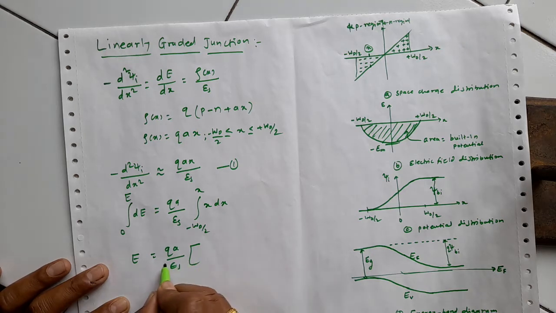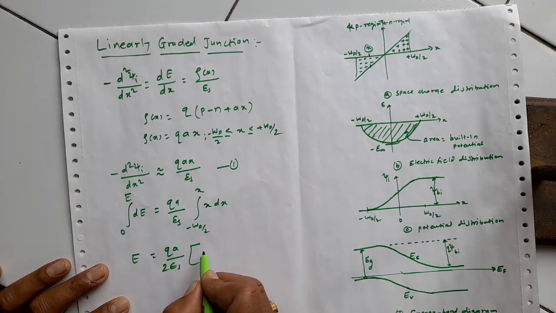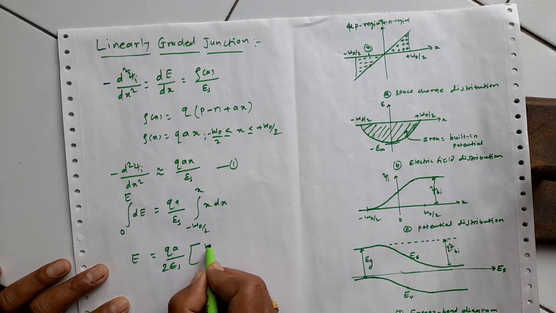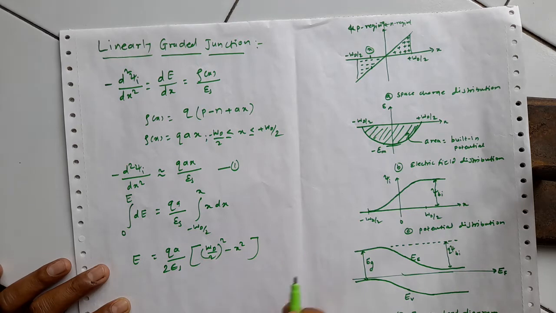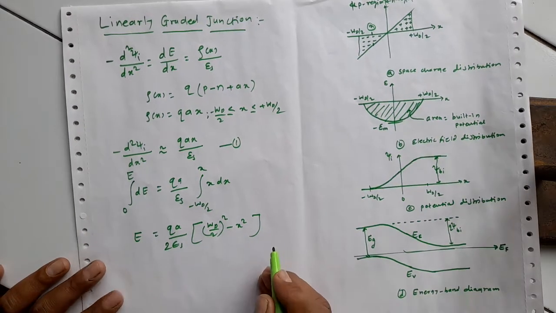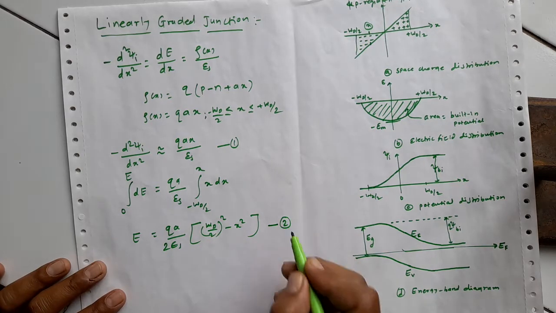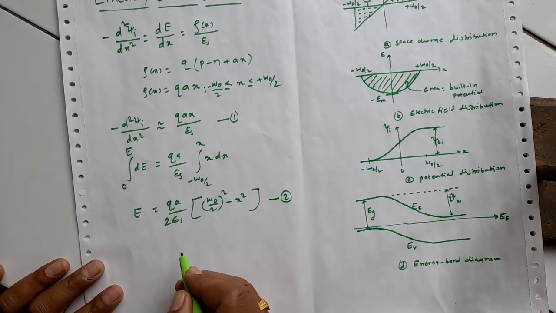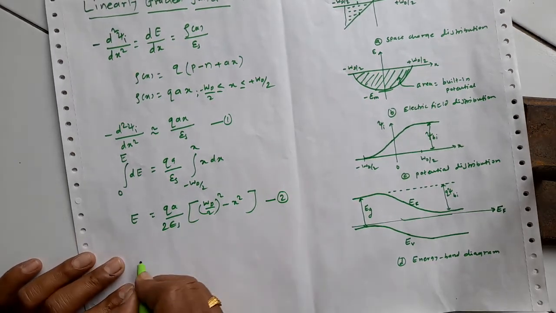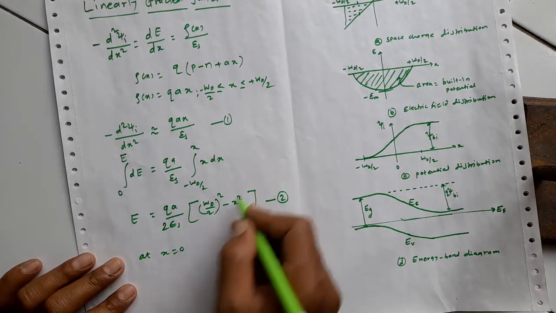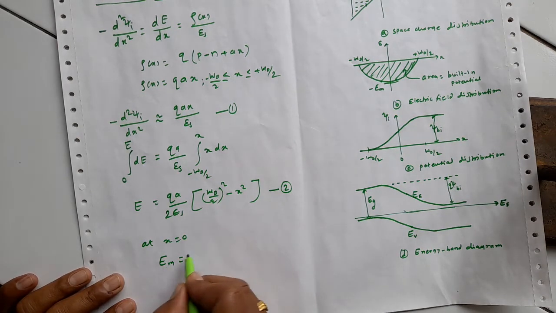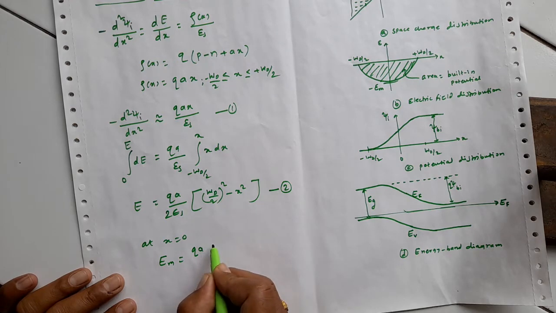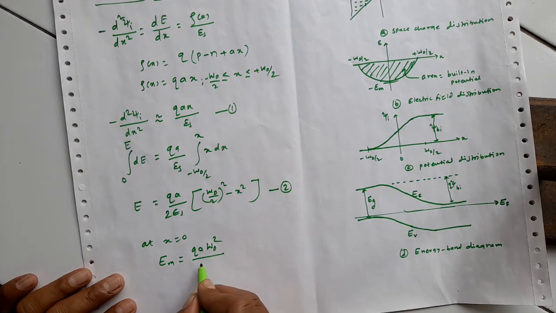So, this is nothing but 2 times epsilon s and then w d by 2 square minus x square. Okay, this is what we are supposed to get over the given period. So, this is equation number 2. Now, at x is equal to 0, what will we get? We will get the maximum electric field, represented with E m. So, what is it? q a w d square upon 8 epsilon s.